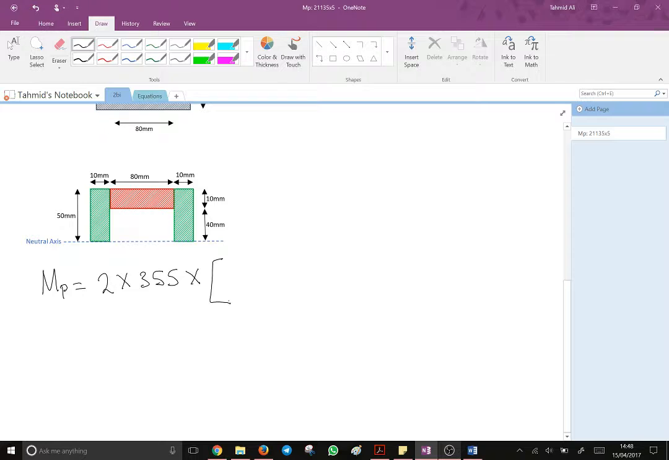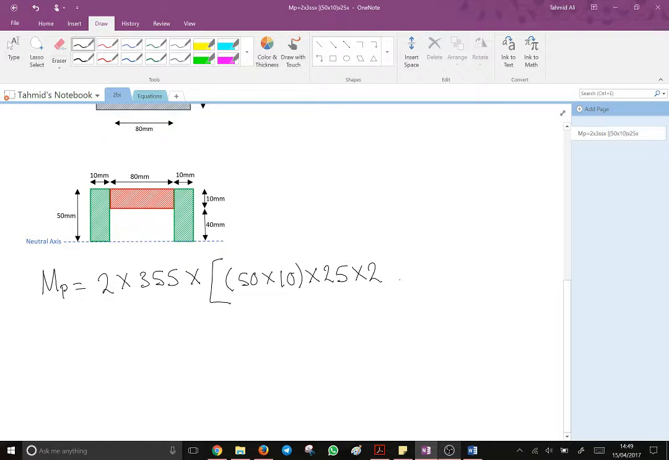Now we're going to do each of these sections. Let's go with the green section first. The area of that is simply going to be 50 times 10, times the centroid distance. Here the centroid is going to be half of 50 millimeters, which is 25. Since we have two identical shapes with the same area and the same distance from the centroid to the neutral axis, we can times it by 2 to account for both of them.